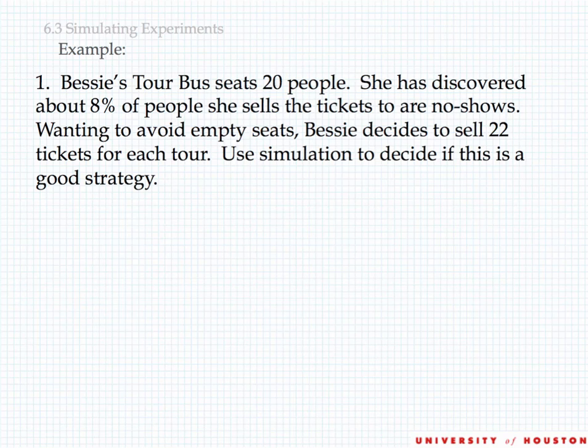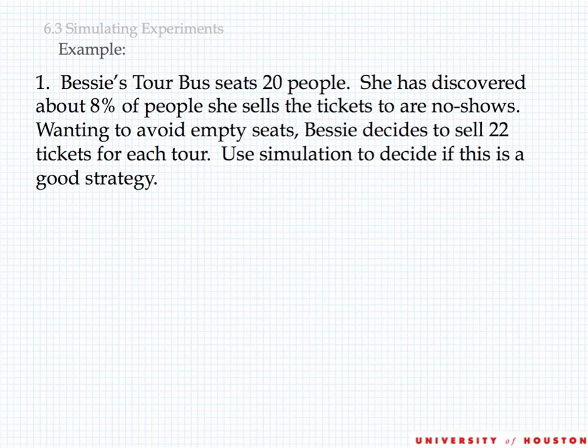Example: Bessie's tour bus seats 20 people. She has discovered about 8% of people she sells the tickets to are no-shows. Wanting to avoid empty seats, she decides to sell 22 tickets for each tour. Use simulation to decide if this is a good strategy.